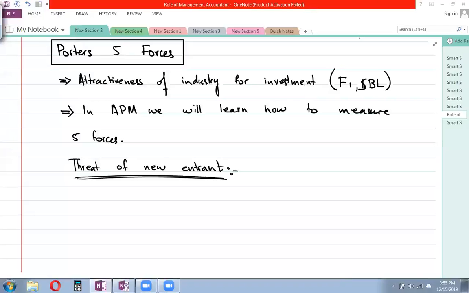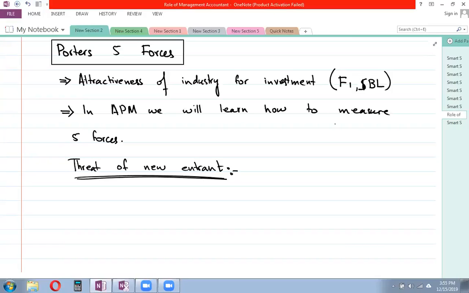So we were doing the 5 forces, and we said in F1 or P1 or P3 or SBL, right? We were mainly focused on the attractiveness of the industry. We used to say that this industry is attractive for investment and this industry is not, on the basis of these 5 forces. In advanced performance management, we will learn how significant these factors are, which will actually make an industry or your existing business more, I mean, more attractive or not.